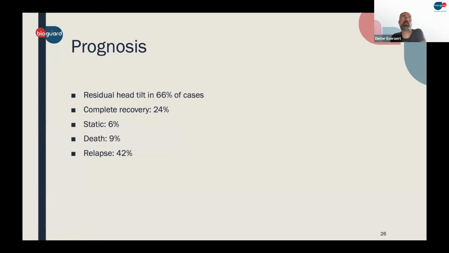There is a residual head tilt in 66% of cases, so that's quite often. Complete recovery of the head tilt in 24%, static, so no improvement, in 6%, and 9% of cases end up dead, so either euthanasia or dying by themselves. And a really important thing to know is that there's a relapse rate of 42%.